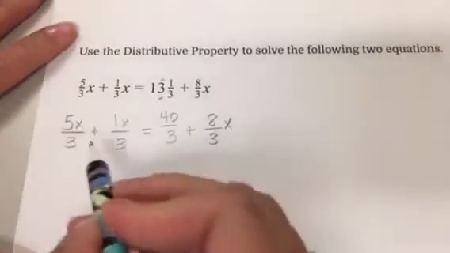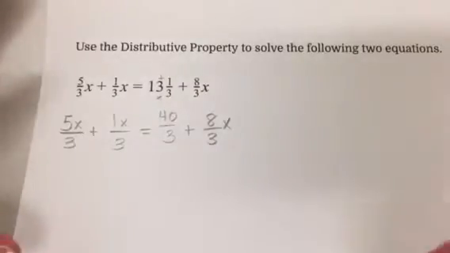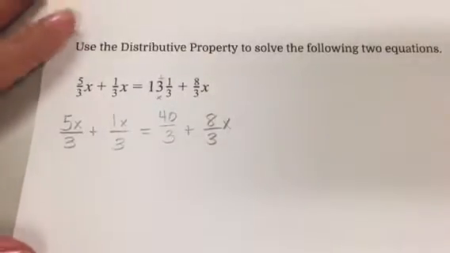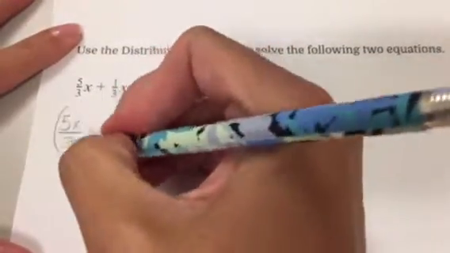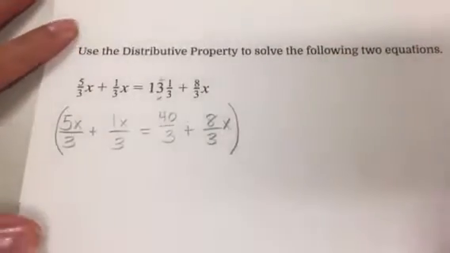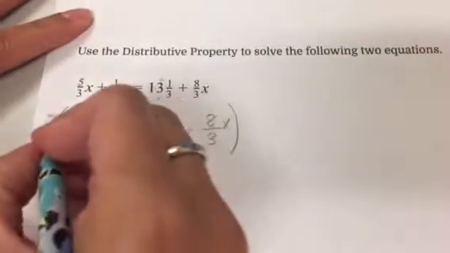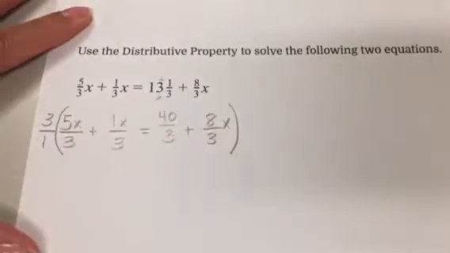All right, so when I look at all my denominators, they're all matching. They're all a 3. So that tells me that I don't need to skip count by anything. I can just multiply this entire equation by 3 over 1.